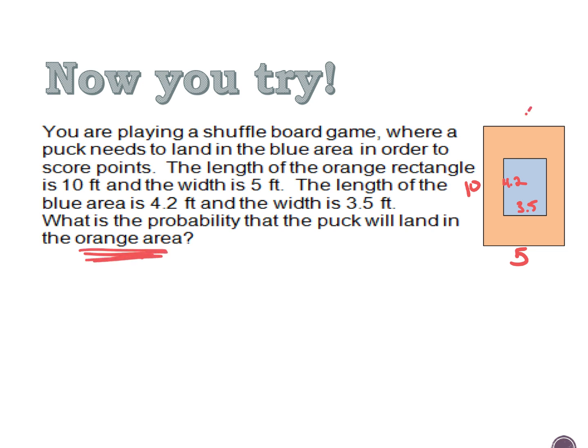So remember, the orange area is the outside area, so it's going to be similar to our last example, where you have to subtract out that blue area on top. But I want to see if you guys can try to set this up on your own and get to the correct probability. So pause the video, try this one, and we'll go over this in a few seconds. Good luck.